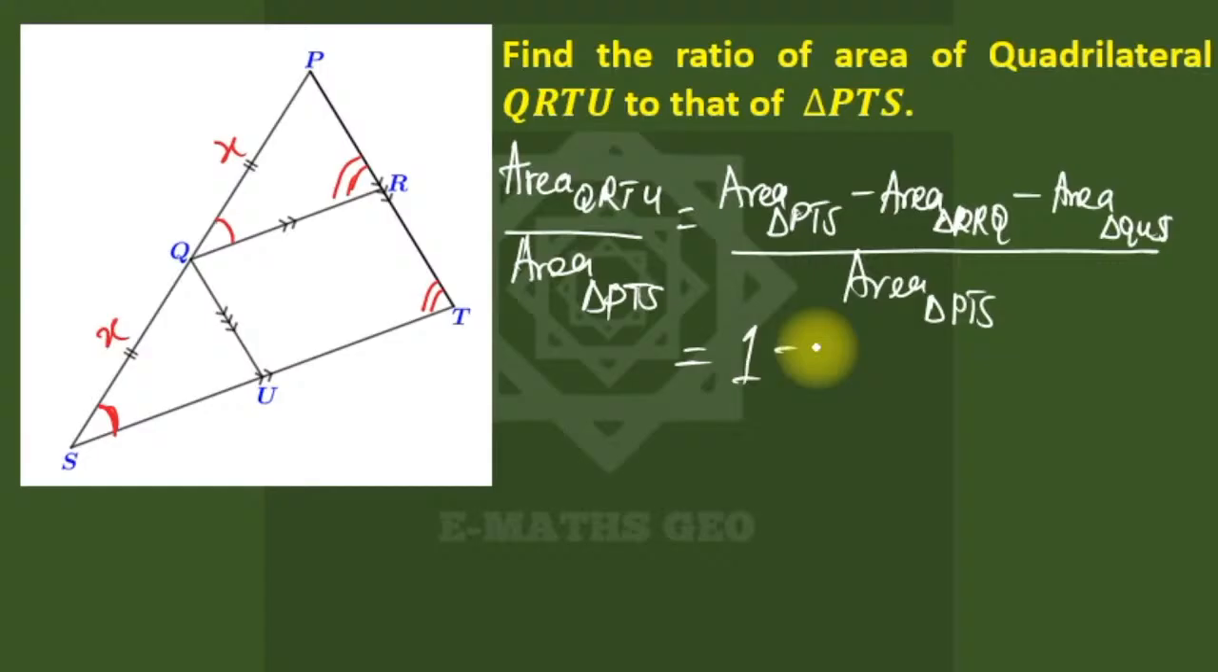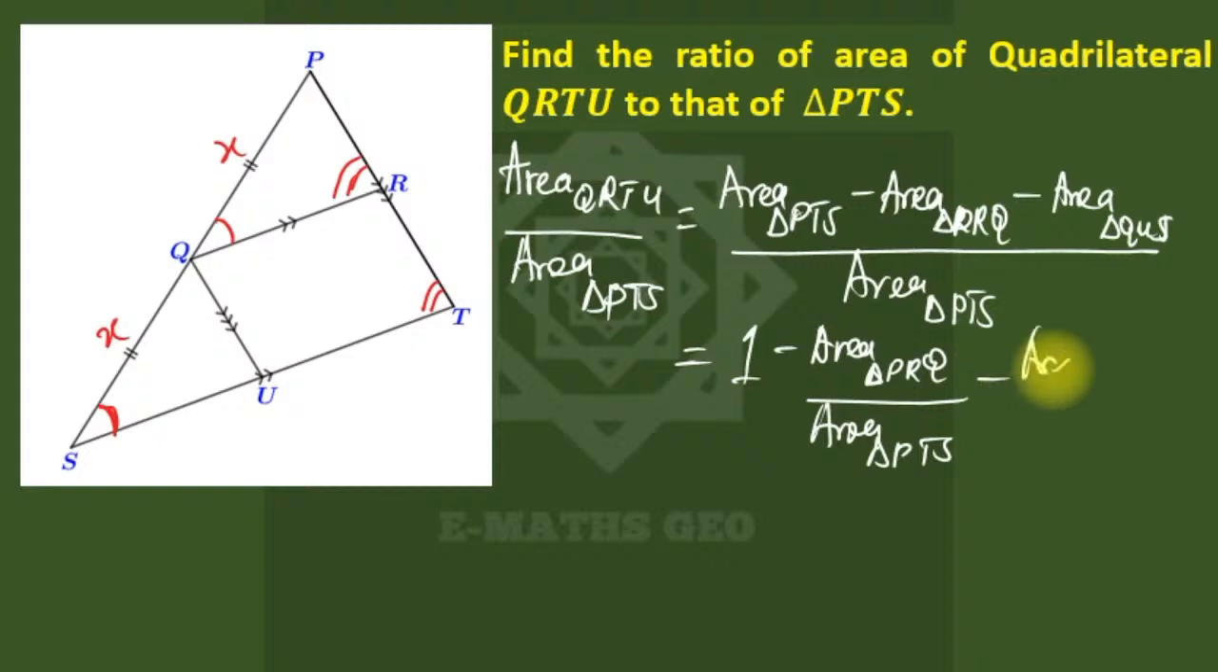We now have the ratio of the area of PRQ over PTS, minus the ratio of the area of QUS to that of PTS. So what do you have to say? Since these two are okay, let's write 1 minus.